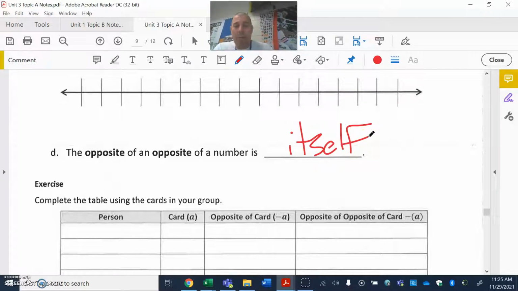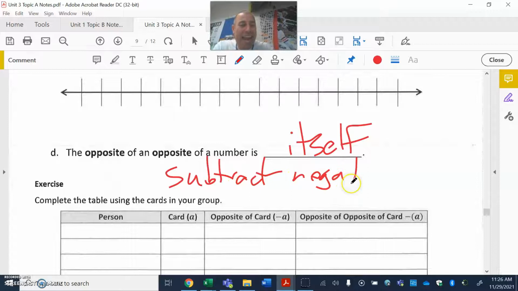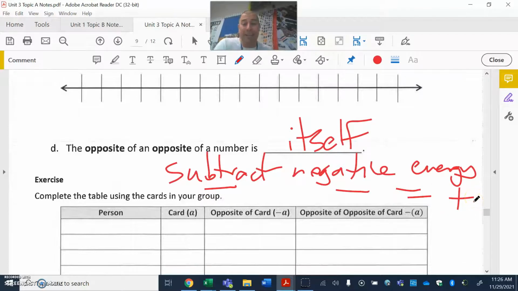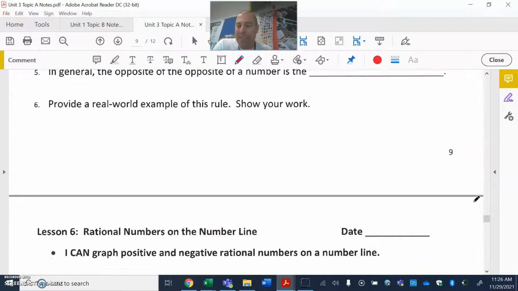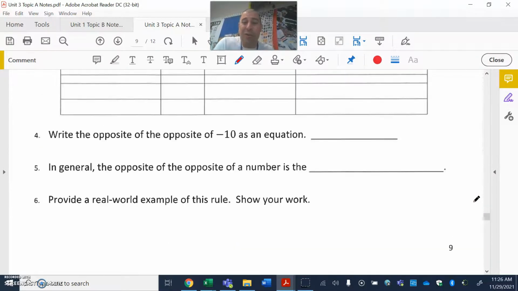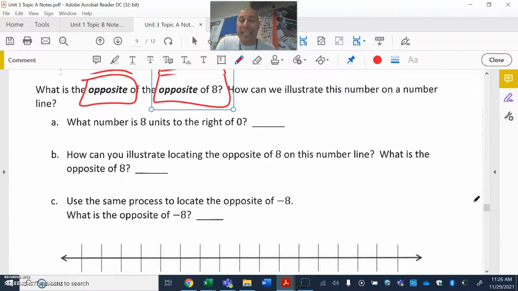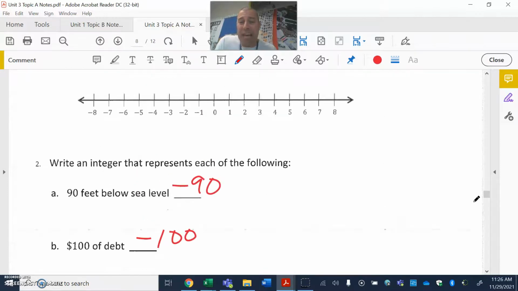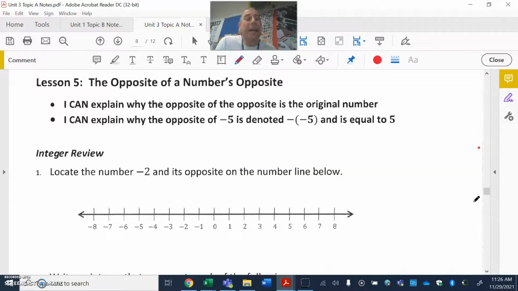All right. The idea here is that if we subtract negative energy, and I think this is the best way of thinking about it, if we take away a negative, well, that really results in a positive. So that's all they're trying to get out of you here in lesson number 5: the opposite of an opposite is a positive.